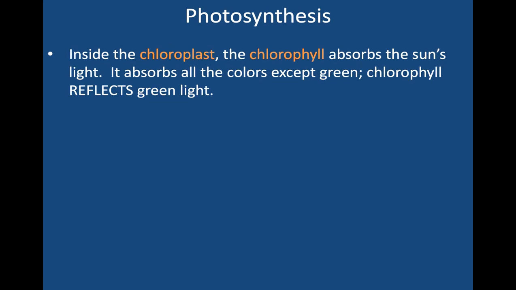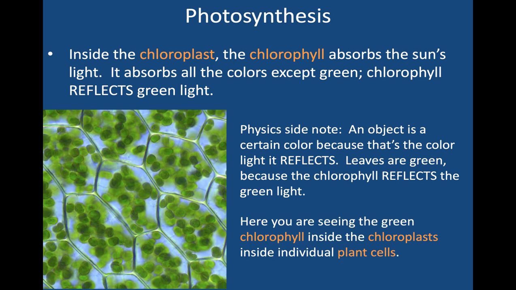Inside the chloroplast, chlorophyll absorbs the light from the sun, and it absorbs all the colors except green. So chlorophyll actually reflects the color green, and that's why plants appear to be the color green. As a physics side note, certain objects will appear the color that they are because of the light that they reflect. So our leaves are green because the chlorophyll reflects the green light. And if you look at our cell images there, you can see the green chlorophyll inside the chloroplast in each of our individual cells.